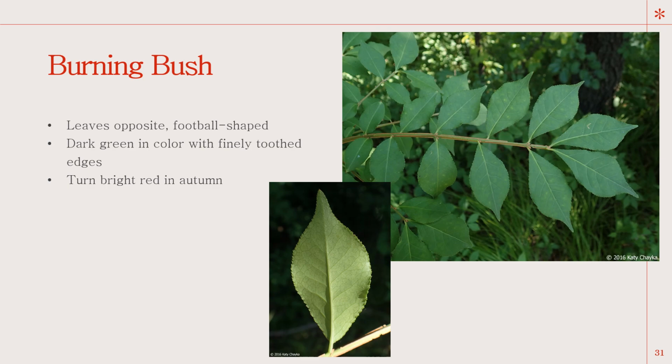So burning bush will have opposite leaves that are football shaped. It has really finely toothed edges of the leaves, and they're going to be a darker green color, which, like I said earlier, turn bright red in autumn.